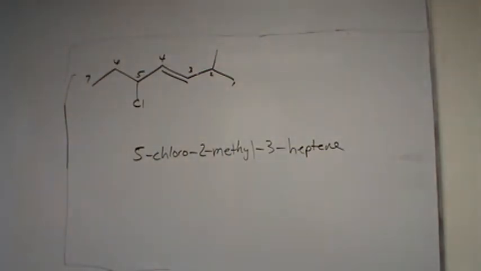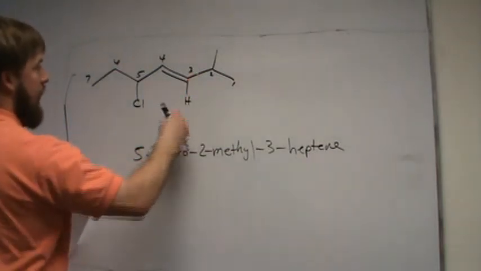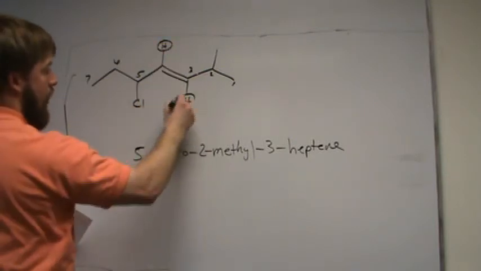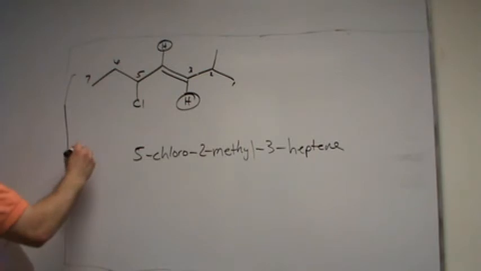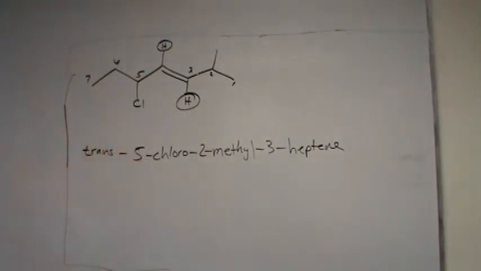Are we done? What kind of double bond do we have here? Draw your hydrogens out. We've got one sticking down, and you've got one going up. They're on opposite sides, so it's a trans double bond. We need to specify. Trans-5-chloro-2-methyl-3-heptene.